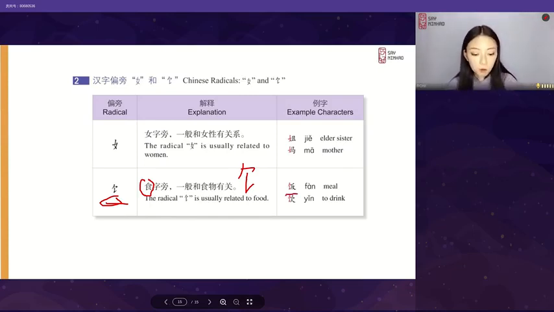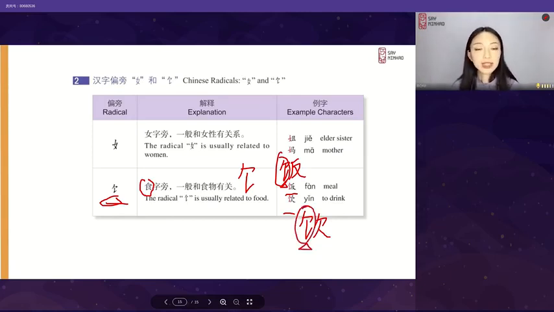So the first example must be fan, which means meal. We can see the left part of it is the radical 食. Next one, 饮, it means to drink. Drink is food too, so we write it like this. The left part of it is the radical 食. Okay, these are the two radicals, 女 and 食, 女字旁, 食字旁. Radical 女, radical 食.